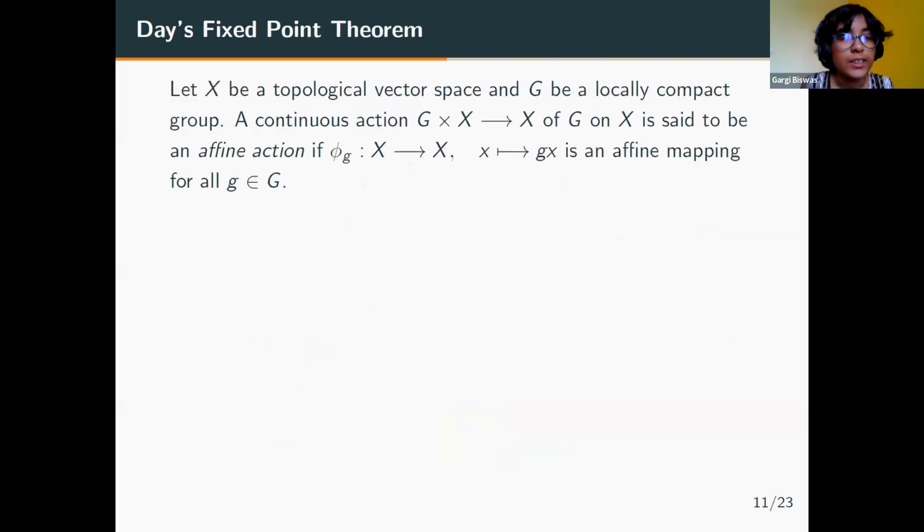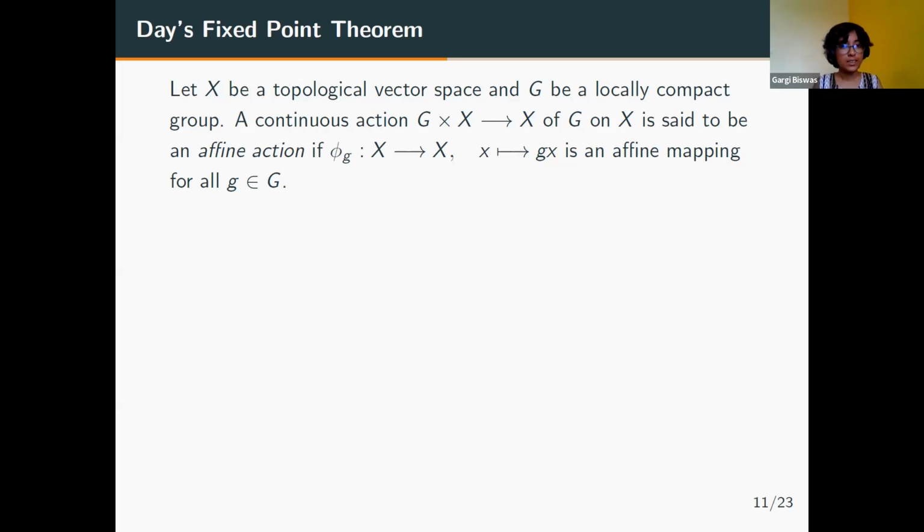Okay, so next we have a very important theorem called the fixed point theorem. Some people also call it the Markov-Kakutani fixed point theorem. It characterizes amenable groups in other terms. We'll see that. It's also very important because we'll use it later in the proof of Johnson's theorem. So let X be a topological vector space and let G be a locally compact group. Then a continuous action of G on X is said to be an affine action if the map phi_g, which takes x to gx, is an affine map for all g in G.